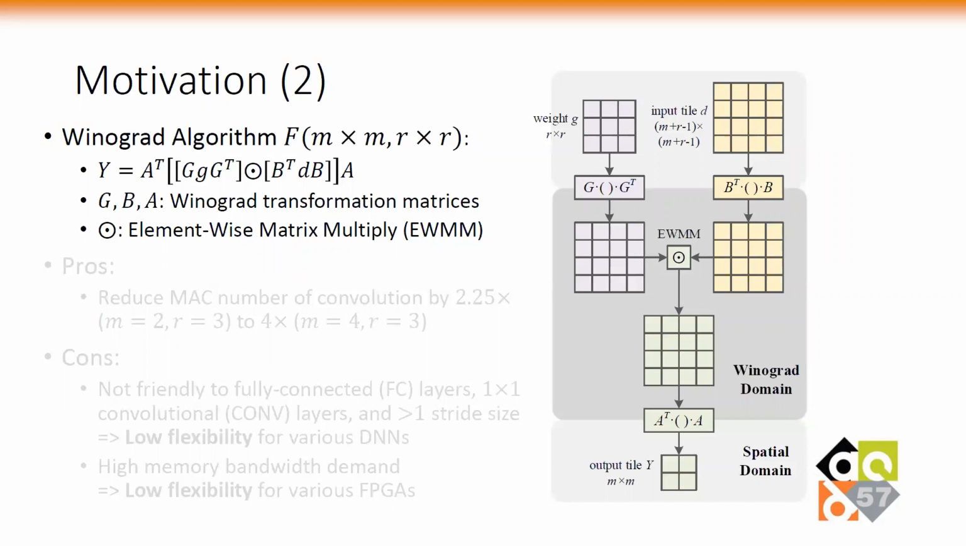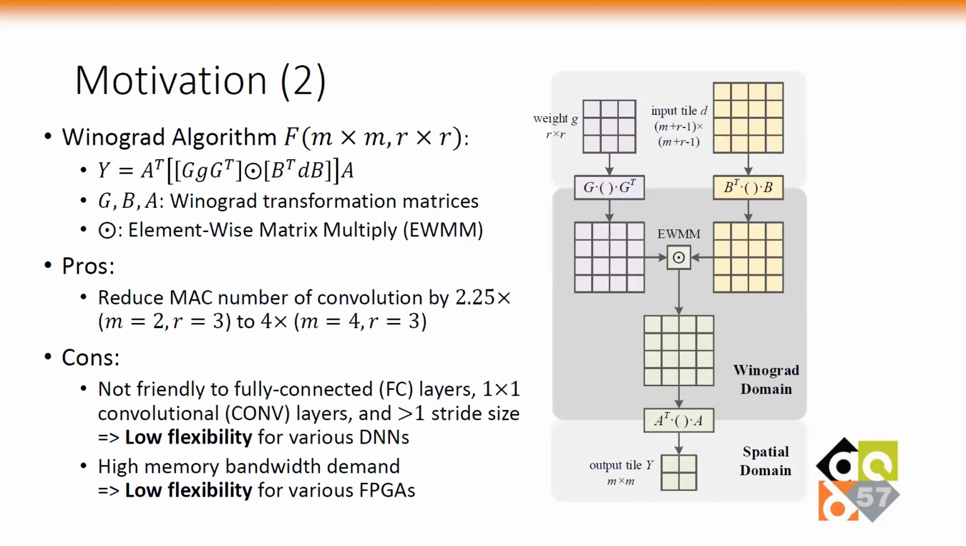The pro of the Winograd algorithm is that it can reduce the multiplication number of convolutional layers, but it also has several cons. For example, it is not friendly to fully connected layers and 1x1 convolutional layers, which are widely used in modern DNNs. Meanwhile, it demands higher memory bandwidth than spatial convolution. These cons demonstrate the low flexibility of the Winograd algorithm for various DNNs and FPGAs.